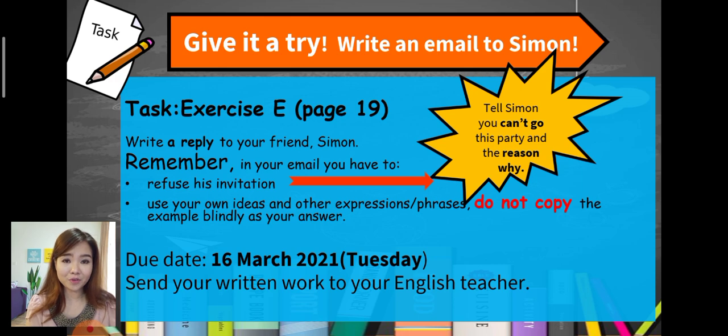Now, this is our task for today. Your task is to write a reply to your friend Simon. You have to remember that in your email, you have to refuse his invitation. You have to tell Simon that you cannot go to this party, and you have to tell him the reason why. You have to use your own ideas and other expressions or phrases. Do not copy the example blindly as your answer. Do you remember that example that I showed you earlier? Okay, please do not copy it blindly. Use your own ideas and expressions.